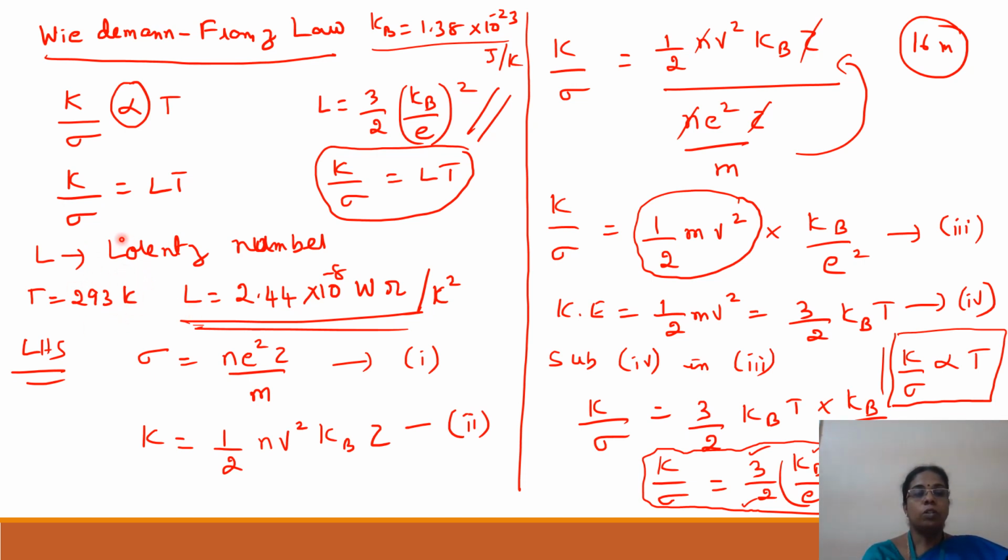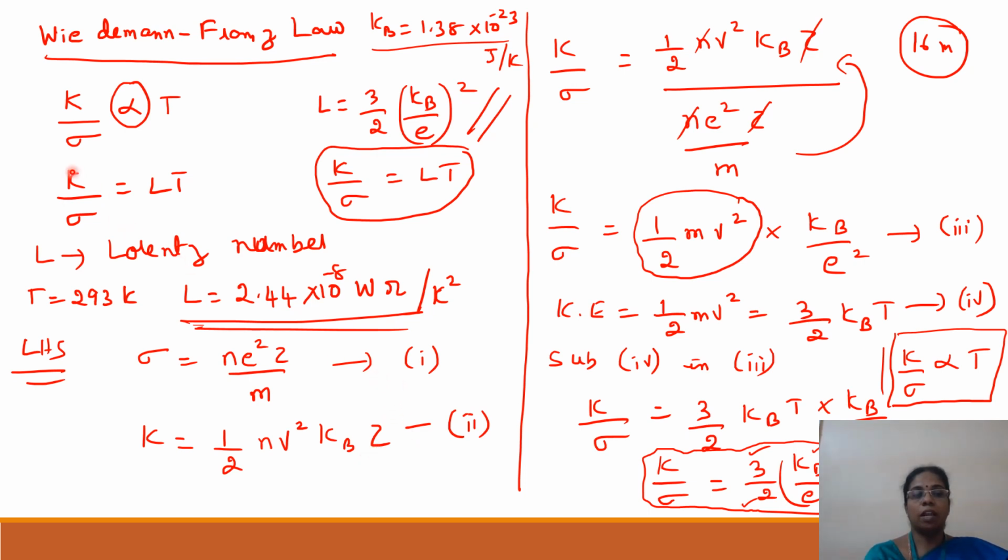Now, we know the equation. I am going to prove that K by σ is equal to LT. So let us see the value for K and the value of σ. We make a substitution. We have just now calculated σ is equal to n e² τ by m. And what is K? K is equal to 1/2 n v² kB τ.